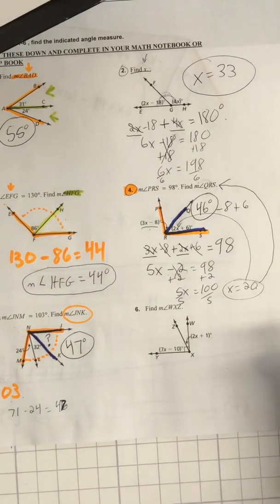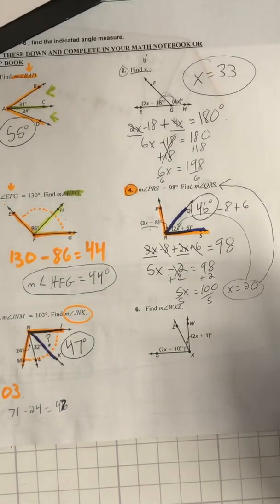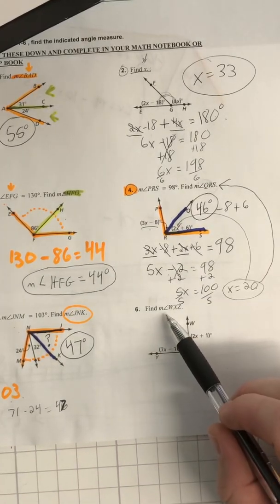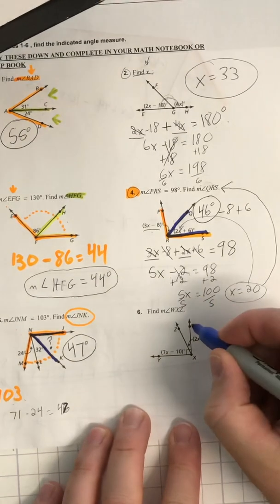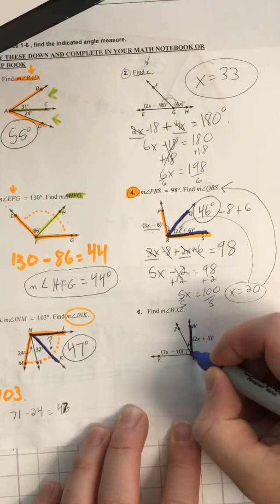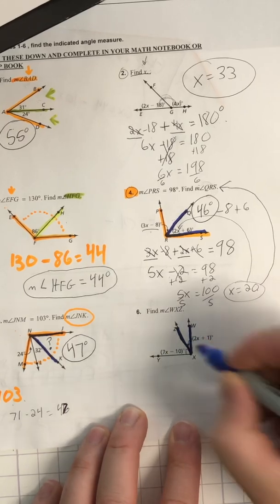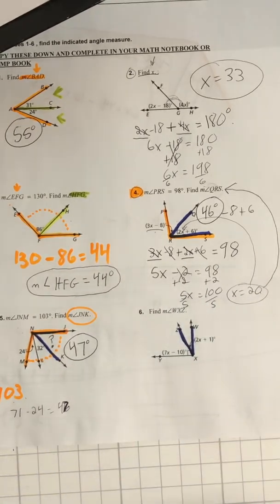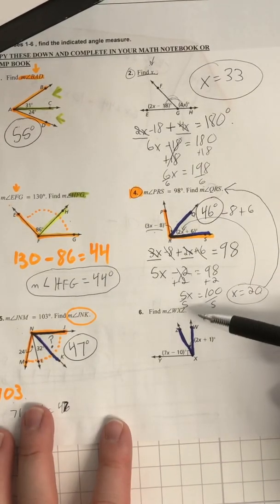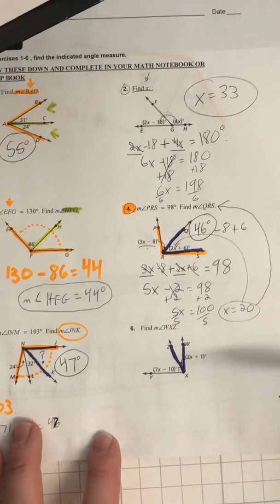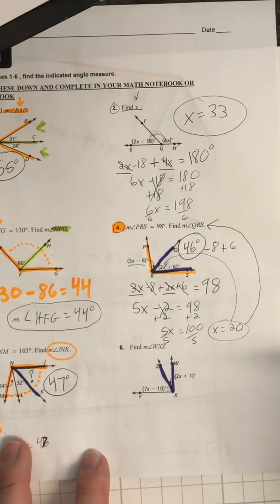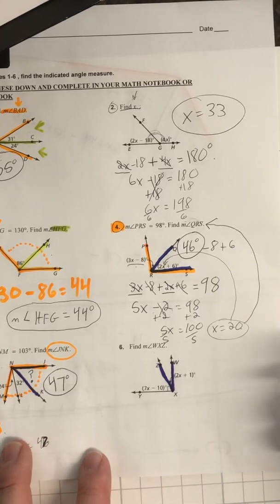Final one. This is one of the Super Bowl questions. I love it. Find the measure of WXZ. All right, where is WXZ? WXZ is right there. Boom. X is my vertex. We need to find that. Excellent. So to find the measure of WXZ, well, it's going to be like number 4. We need to find x first. So we need to set up an equation. And essentially the hardest part for a lot of students is the setup.